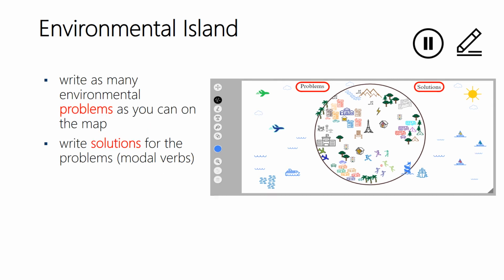When you finish drawing the island, think of environmental problems this tourist island might have, and then give solutions in the form of advice using modal verbs. Check what you have written with your virtual classroom teacher. Have fun with the task.